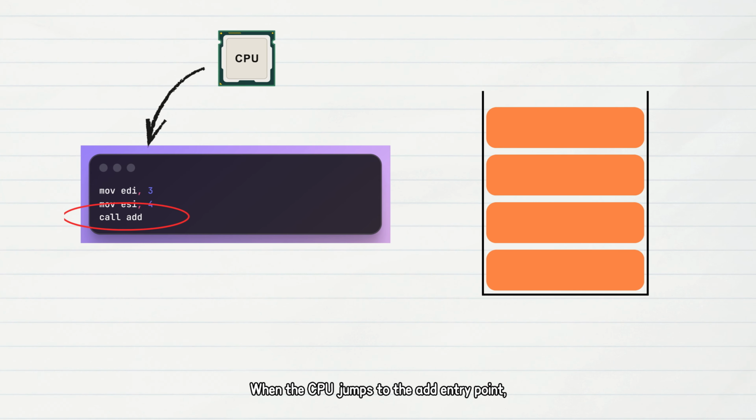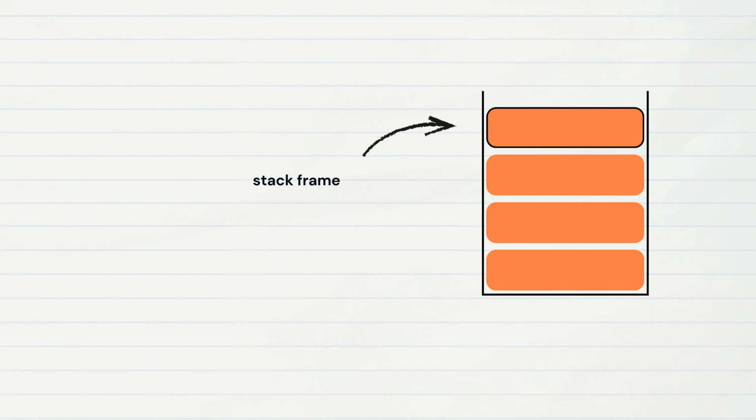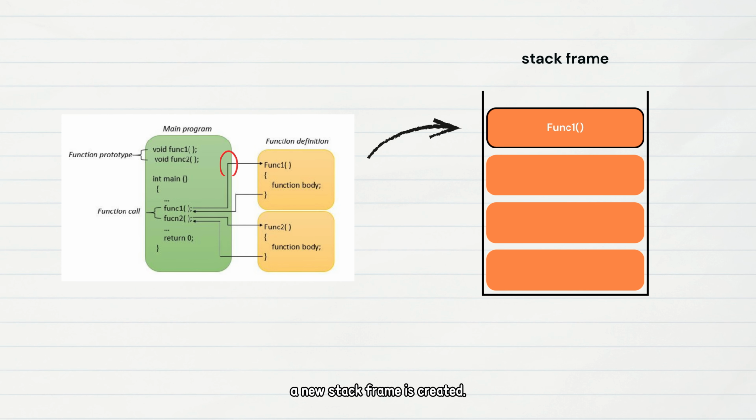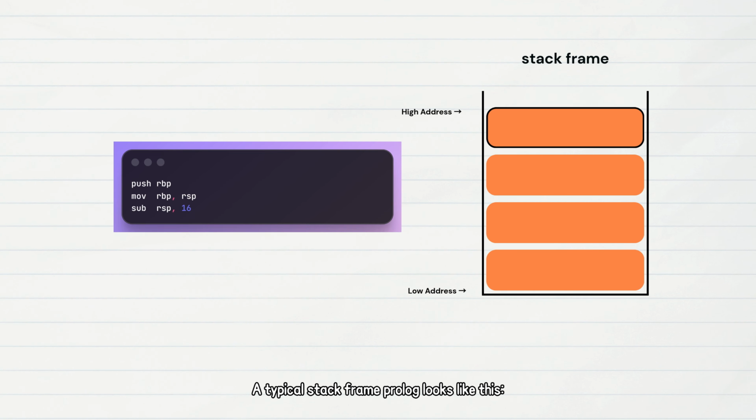When the CPU jumps to the add entry point, it doesn't start calculating the addition immediately. It first needs to set up a stack frame. What is a stack frame? You can think of it as a function's dedicated temporary workspace. Every time a function is called, a new stack frame is created. When the function returns, that stack frame is destroyed. A typical stack frame prologue looks like this.